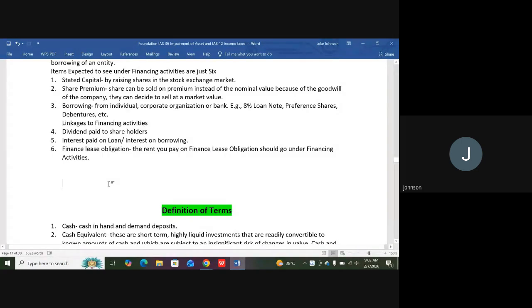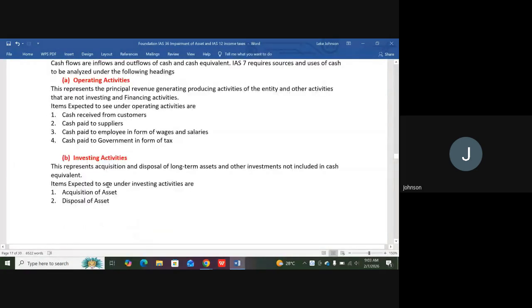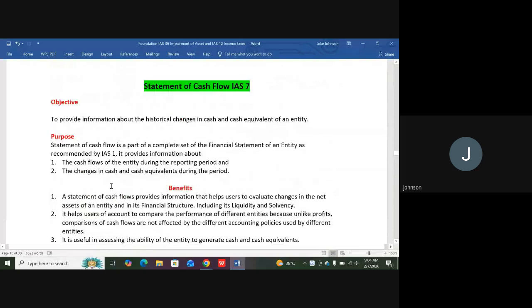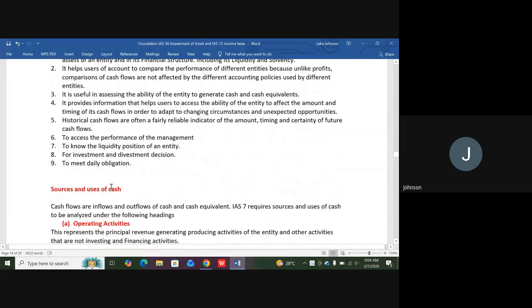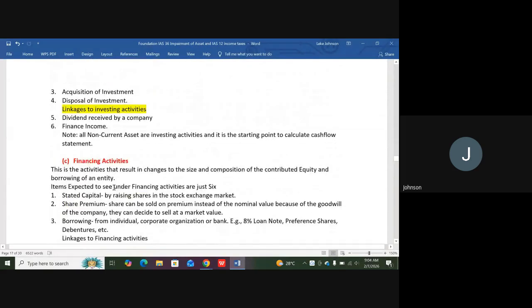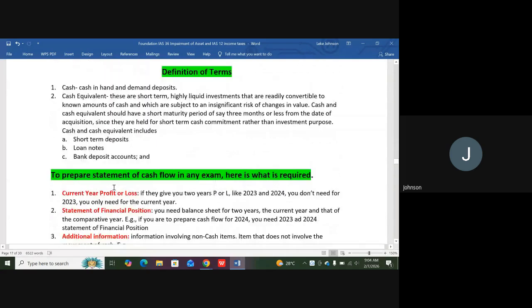So when we already understand all these three components of the cash flow statement, then we can move on to look at definitions of other terms. Then we go to how to prepare the cash flow statement in any exam. So, definition of terms. Now, the first thing is cash. What is cash? Cash is cash in hand or demand deposit.